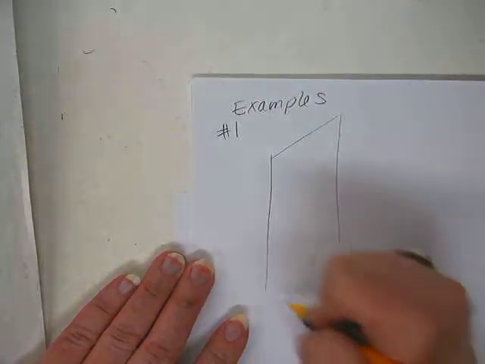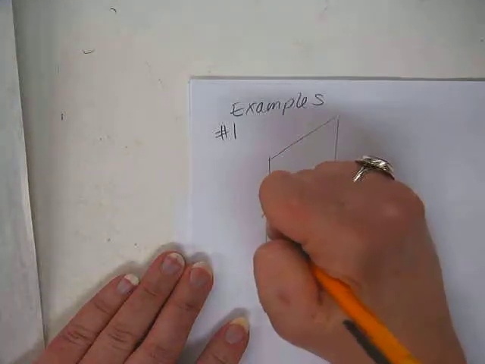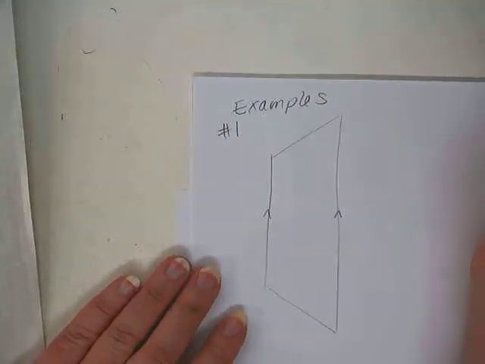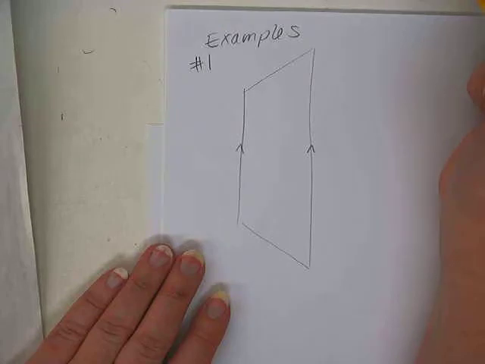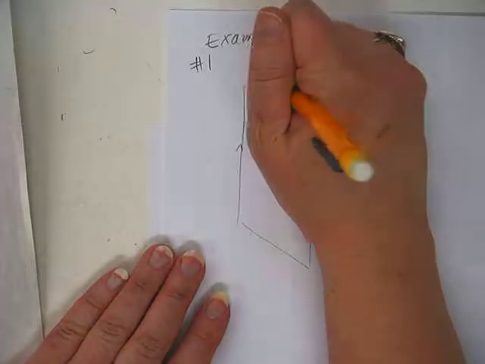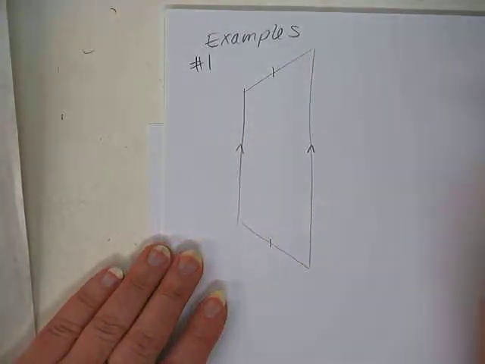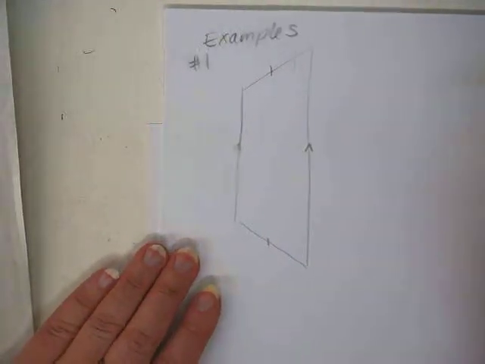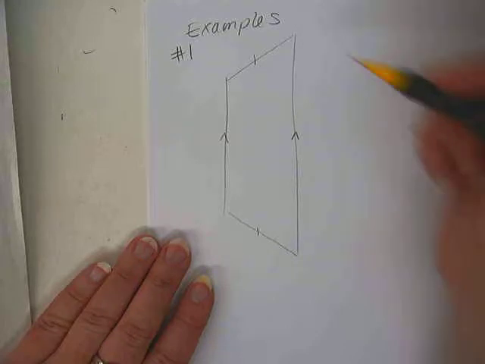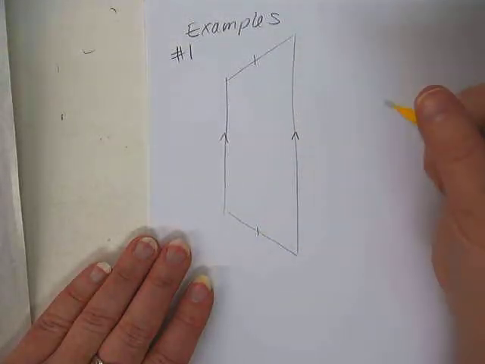Number 1. Here's some examples. What shape is this looking like? It looks like a trapezoid so far, right? Only I've put it sideways. Now what kind of trapezoid does it look like?